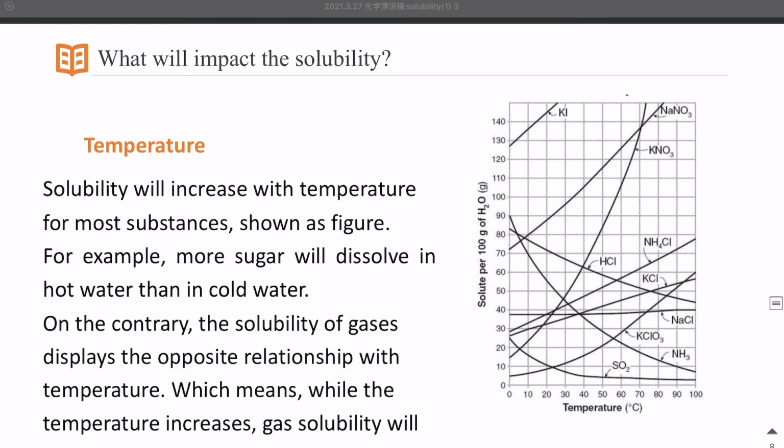The second factor that will impact the solubility is temperature. Solubility will increase with temperature for most substances, as shown in this figure. For example, more sugar will dissolve in hot water than in cold water. On the contrary, the solubility of gas displays the opposite relationship with temperature, which means that while the temperature increases, gas solubility will decrease.